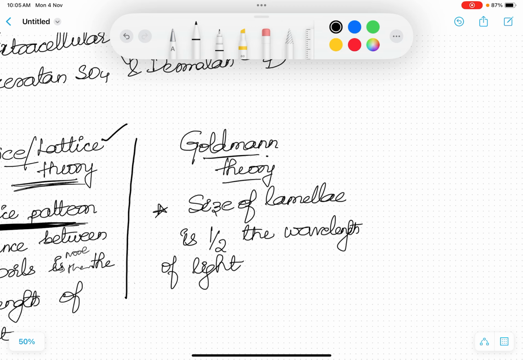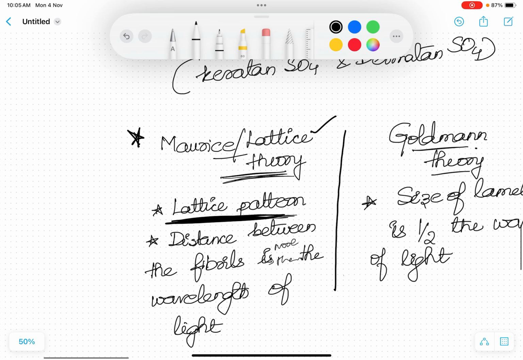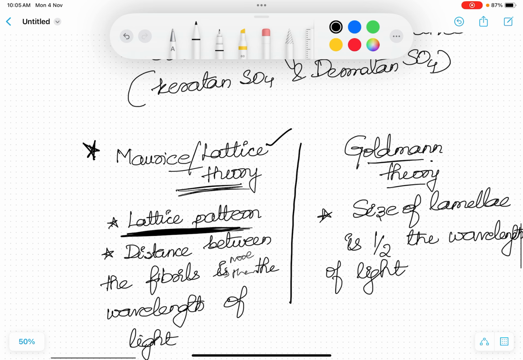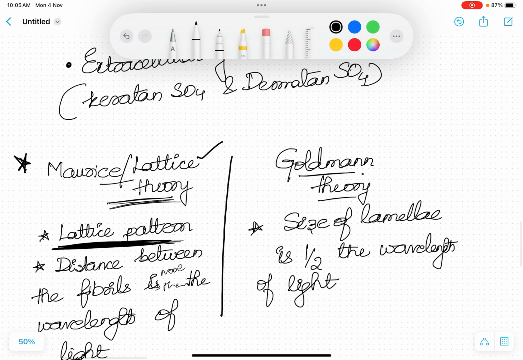Then came Goldman, who suggested that it is not the arrangement which is important, it is the size of the lamella which is important, which is half the wavelength of light.